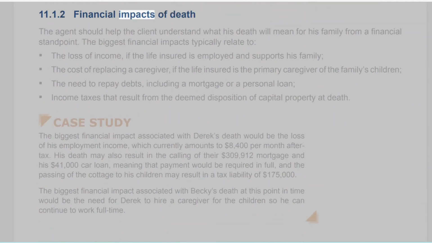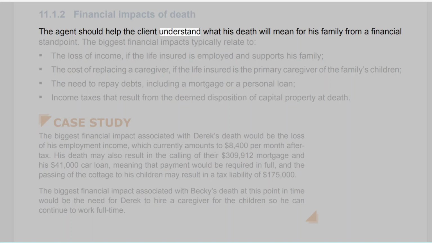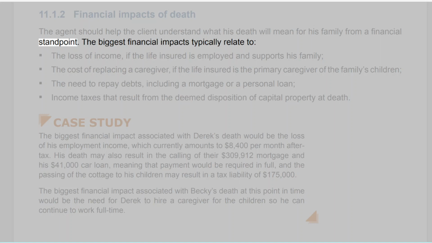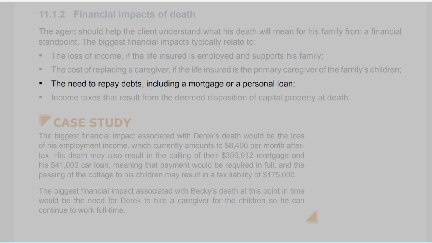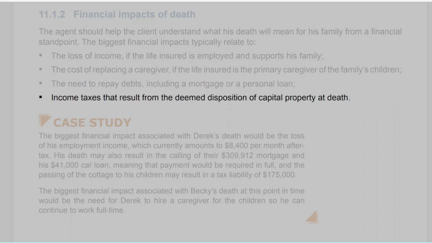1.1.2 Financial impacts of death. The agent should help the client understand what his death will mean for his family from a financial standpoint. The biggest financial impacts typically relate to: the loss of income, if the life insured is employed and supports his family; the cost of replacing a caregiver, if the life insured is the primary caregiver of the family's children; the need to repay debts, including a mortgage or a personal loan; and income taxes that result from the deemed disposition of capital property at death.